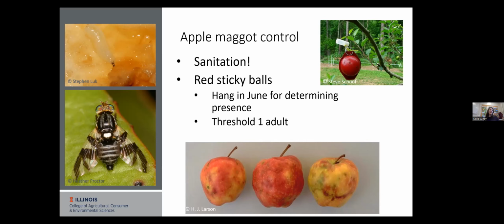But apple maggot does have a specific trap type. So that's something else. We have these red sticky balls, they're balls essentially, that you cover in a sticky material, and put a lure on, and it will show you if apple maggots are present or not. The threshold is really low here. It's one adult fly. You catch one and you need to start spraying.